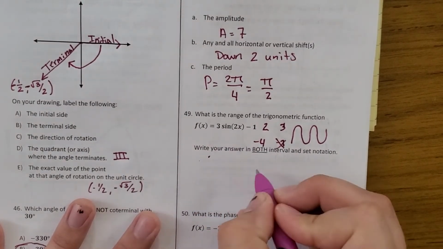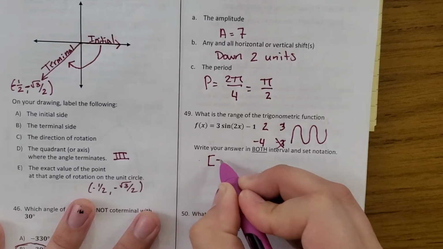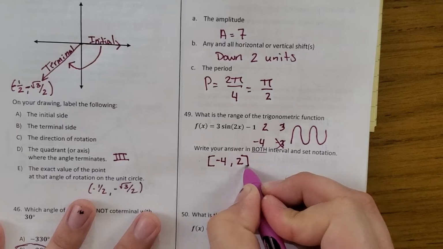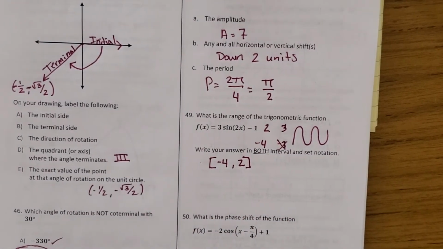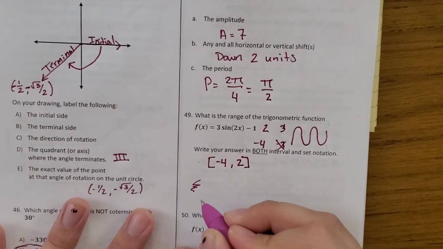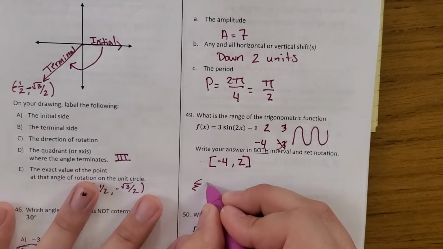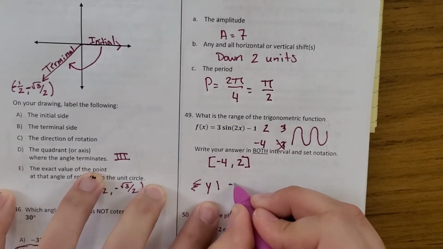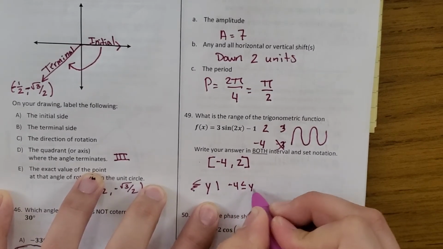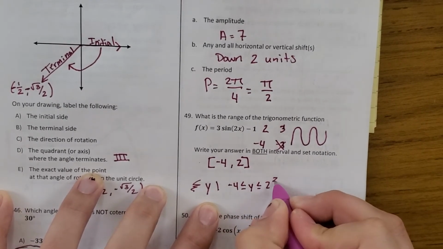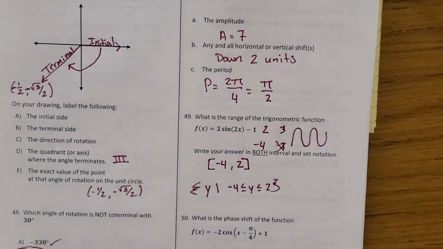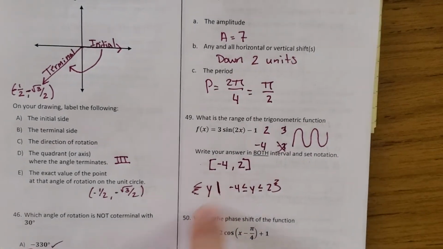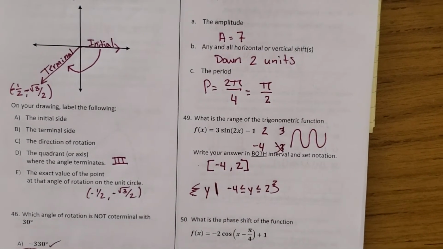So in interval notation, because it says write it in both, we'd put a bracket, because it can be negative 4, to 2 with a bracket. There's my interval. Set notation, be careful, we're looking at the range. So this is the y value such that -4 is less than or equal to y, which is less than or equal to 2. There is my set notation. This is just a straight line. Remember, set notation is y such that y is in between -4 and 2.